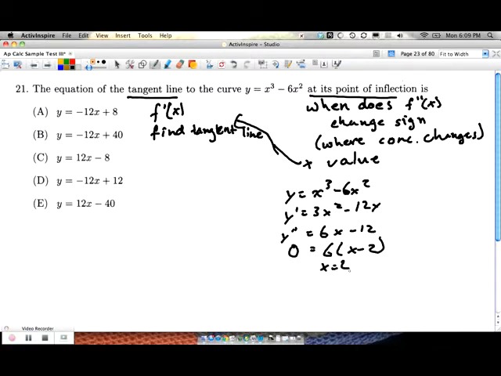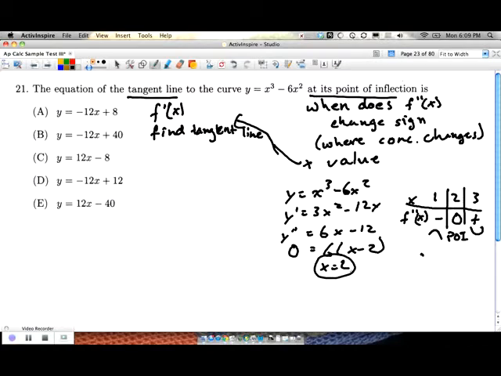Just to confirm it though, if I have f double prime of x here, let's look at 2 and before and after, so maybe 1 and 3. At 2 it's 0. If I were to plug in 1 into this, that's going to be negative, and if I were to plug in 3, that's going to be positive. So it does change concavity. It goes from negative concavity to positive concavity. We have a point of inflection. Therefore, x equals 2 is our point of interest.